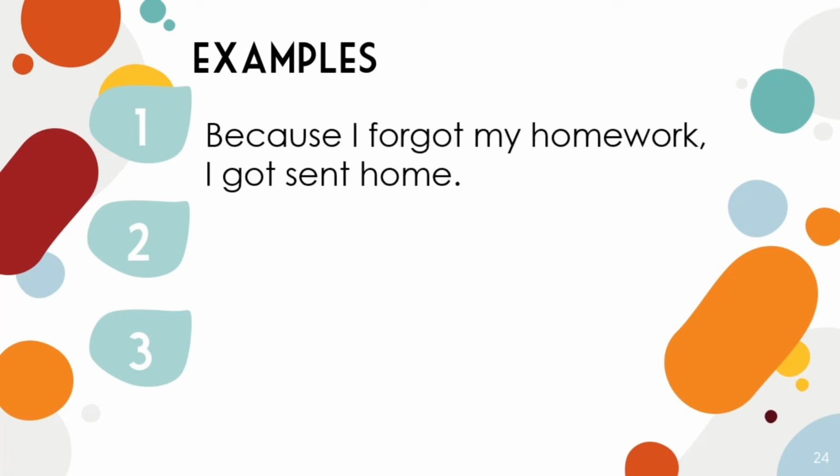First: Because I forgot my homework, I got sent home. Like what I said, a subordinate clause is just part of a sentence. Now, where do you think is the subordinate clause here? Very good. Because I forgot my homework is our subordinate clause. Now, where do you think is the subordinating conjunction? Because. Very good. So it's easy to find the subordinate clause because of the subordinating conjunction.